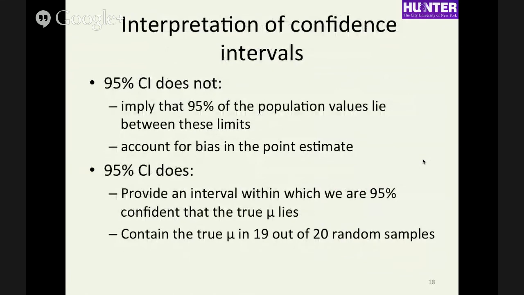So, some does and does nots of the confidence interval. Look carefully at this first one. It does not imply that 95% of the population values lie between these limits. So if we're talking about the mean height of Hunter College students and we give a 95% confidence interval, it does not imply that 95% of the students have a height in that range.